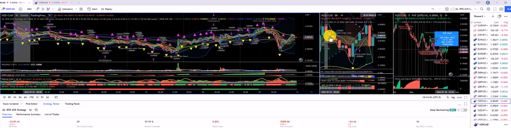Zealand Canadian dollar, no price target. The strategic picture, price action above, below, above, and then in the dragon. And that translated to a loss on the tactical picture of $129.